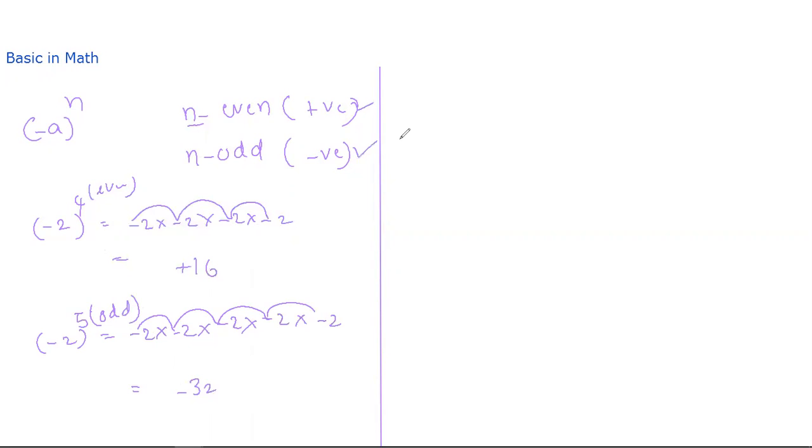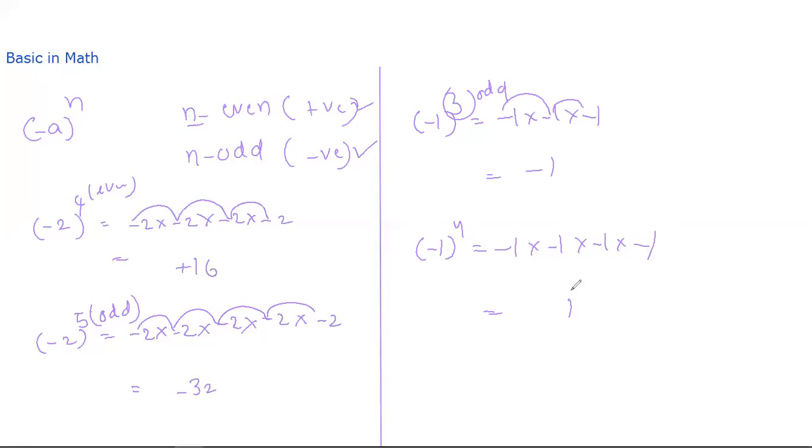Okay, the same thing happens with 1 also. If we have minus 1 cube, it is minus 1 into minus 1 into minus 1, and 1 into 1 into 1 is obviously 1 only. Now check the signs: minus into minus is plus, plus into minus is minus, because 3 is odd. Now minus 1 to the power 4: minus 1 into minus 1 into minus 1 into minus 1, the numbers give 1 only. Check the sign: minus into minus is plus, minus into minus is plus, plus into plus is plus, so plus 1. Why? Because this 4 is even, so the answer is positive.